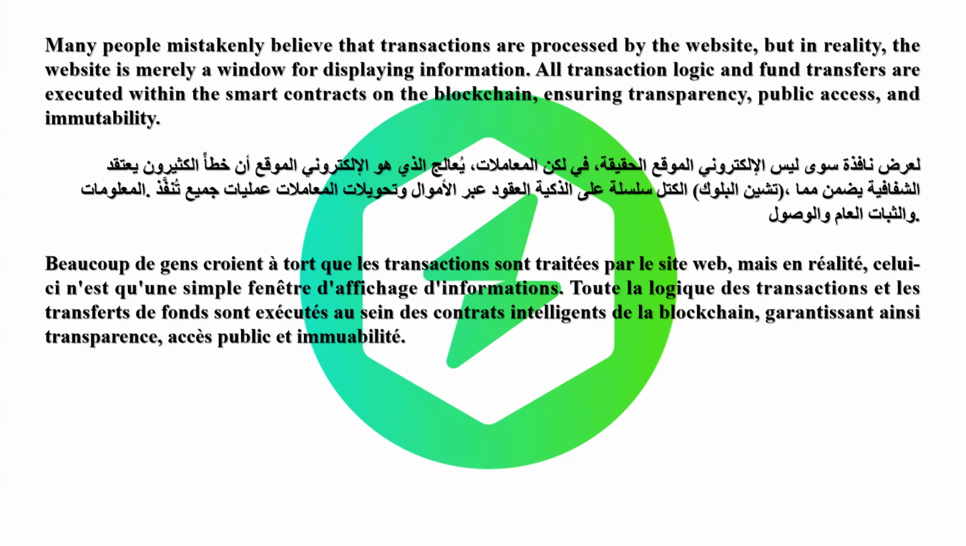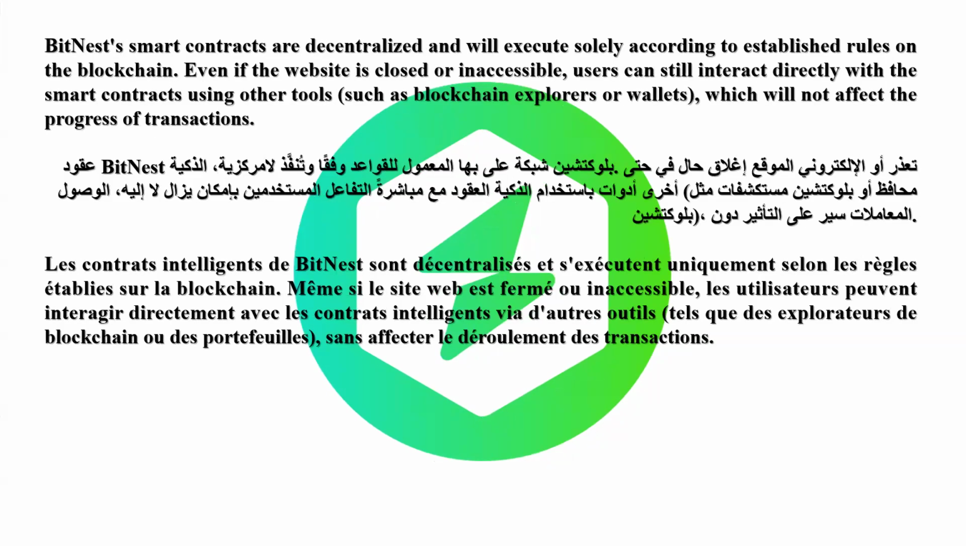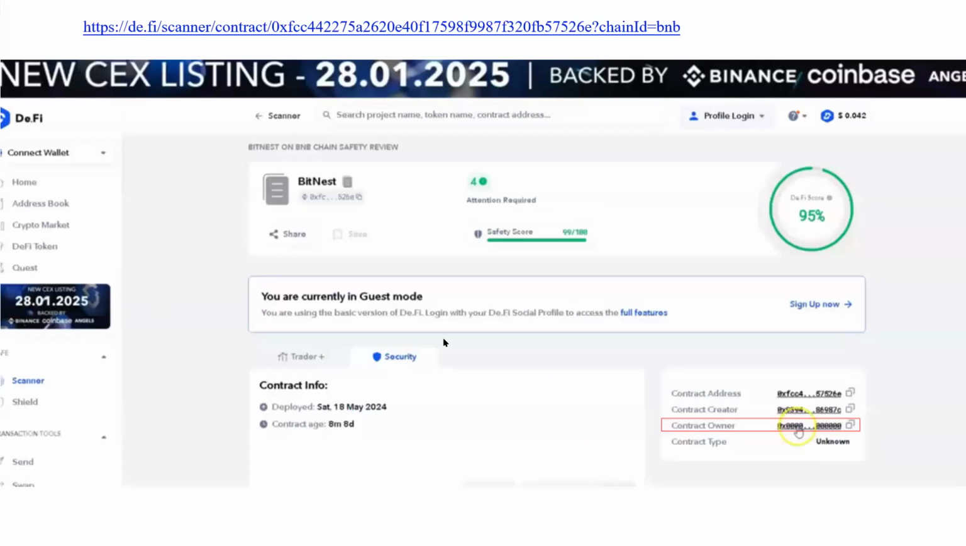So, to ensure public access and immutability, BitNest smart contracts are decentralized and will execute solely according to established rules on the blockchain. So even if the website is closed, users can still interact directly with the smart contract. It does not affect the progress of transactions.